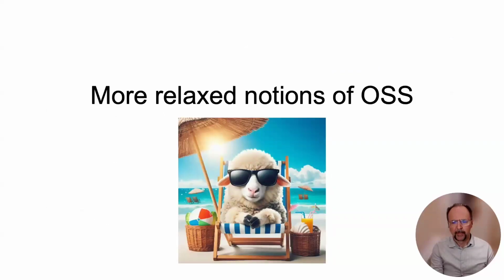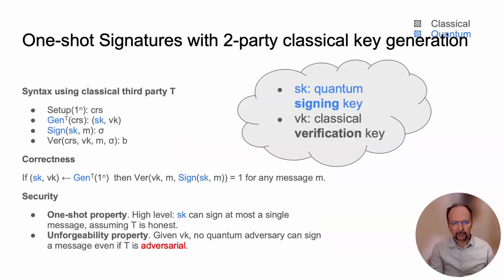As a final point, for arguing security of these constructions, it's worth considering more relaxed notions of one-shot signatures. And I'll give you here an example. What we call one-shot signatures with two-party classical key generation, which is basically the same primitive, but in key generation there is a classical party, let's call him T, who is trusted for the one-shot property, but doesn't have to be trusted for unforgeability.